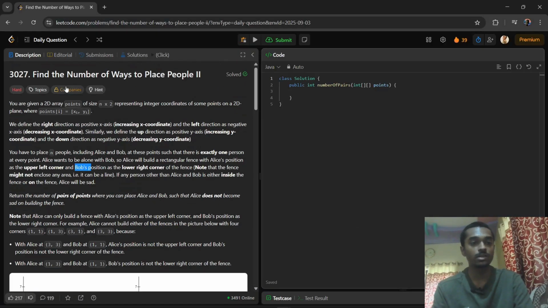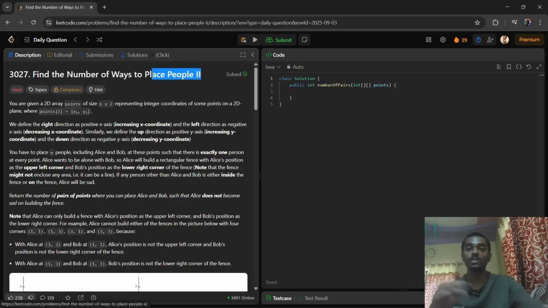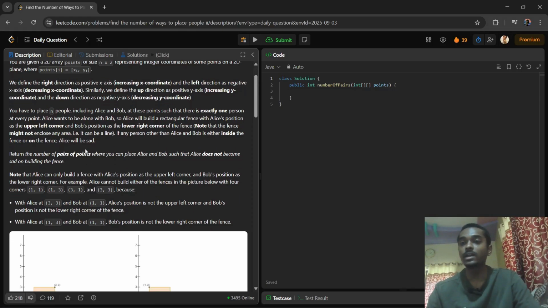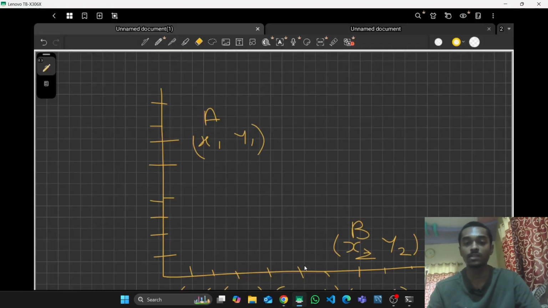Our today's question is find the number of ways to place people to. This is the exact question as the previous daily Leetcode challenge. Okay, Leetcode 3025. The point A was changed to Alice and point B was changed to Bob. So let me explain the question. This is the exact same question.